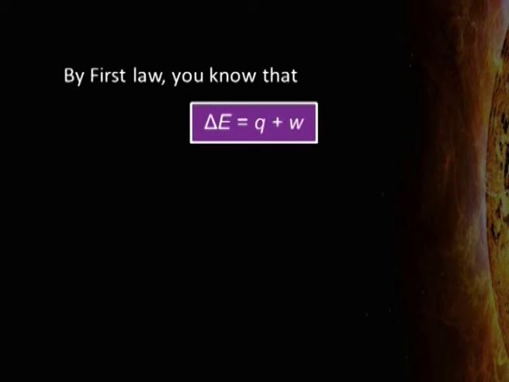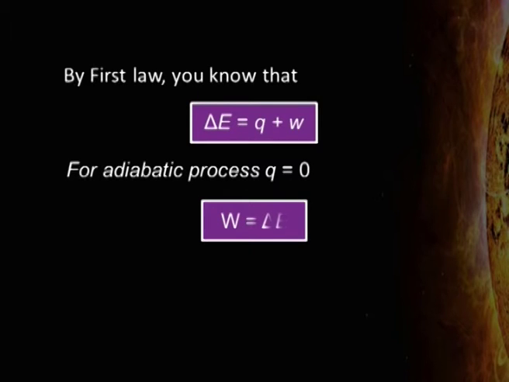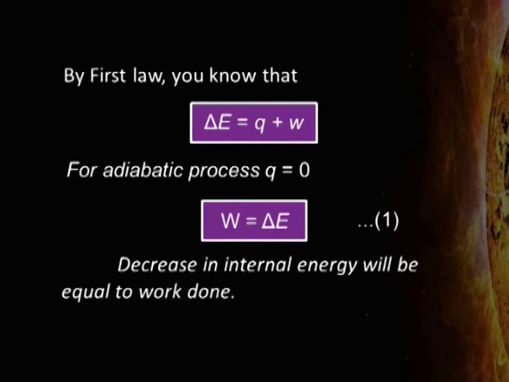By first law, you know that delta E is equal to Q plus W. For adiabatic process, Q is equal to 0, hence W will be equal to delta E, or we can say decrease in internal energy will be equal to work done. As the work is done at the expense of internal energy, hence internal energy decreases during the work done in adiabatic process. Let us consider 1 mole of the gas at pressure P and at volume V.